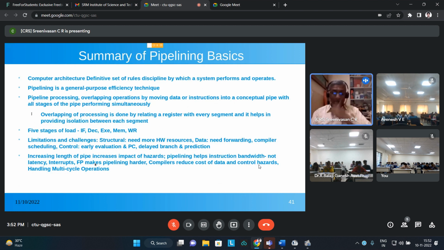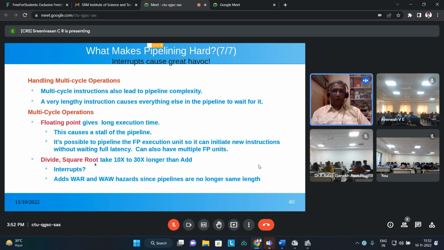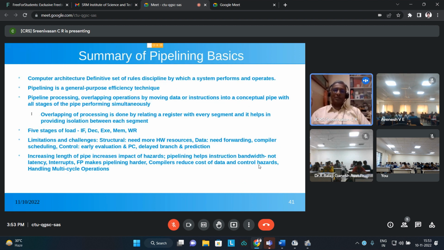So with this, probably the last 4 slides of what makes pipelining hard, I went a little fast because I have only another 7 minutes to go. So let me just summarize what we did today. We talked briefly about computer architecture, what general purpose efficiency is, why pipelining gives you efficiency, why pipelined processing is important, what the 5 stages of loading and execution are, and the limitations and challenges. Those are the things that we have discussed today.